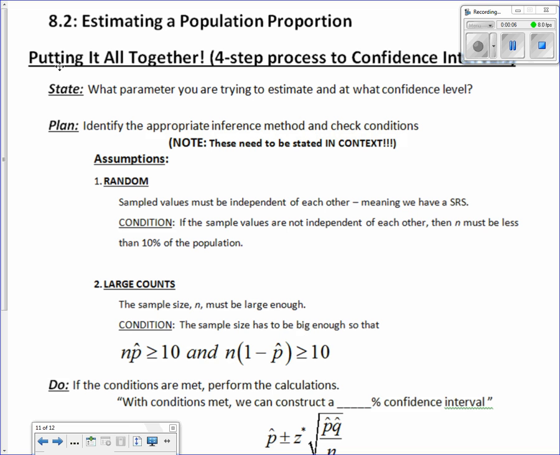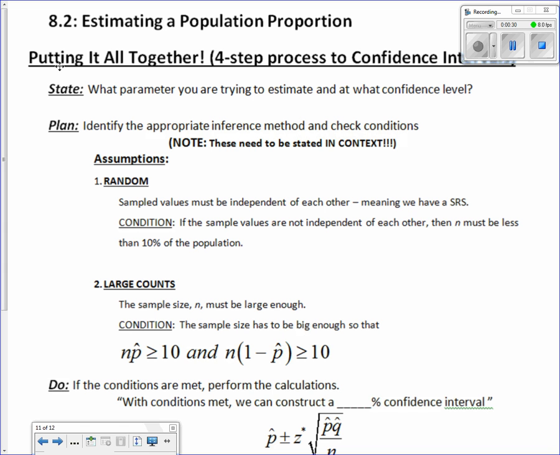Hi, and welcome to section 8.2, where we're going to be estimating a population proportion. This is putting it all together, the four-step process to confidence intervals. Now, the way we're going to do these problems is in a four-step plan. There's a reason for that. On the AP exam, you're going to need to answer it in this four-step way because that's how they're going to be looking to score you.